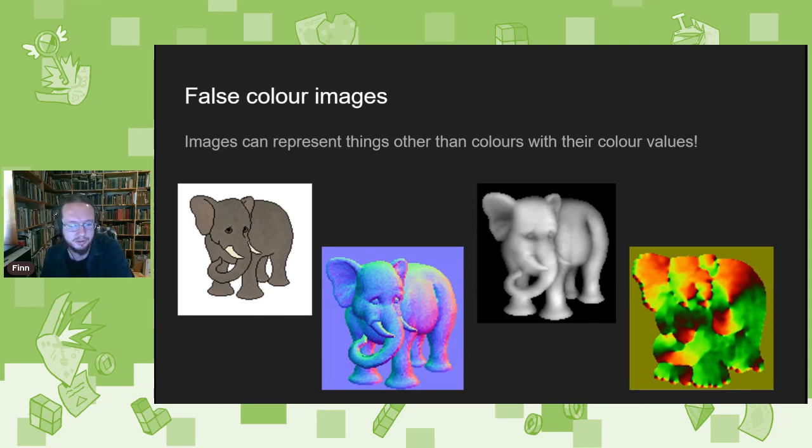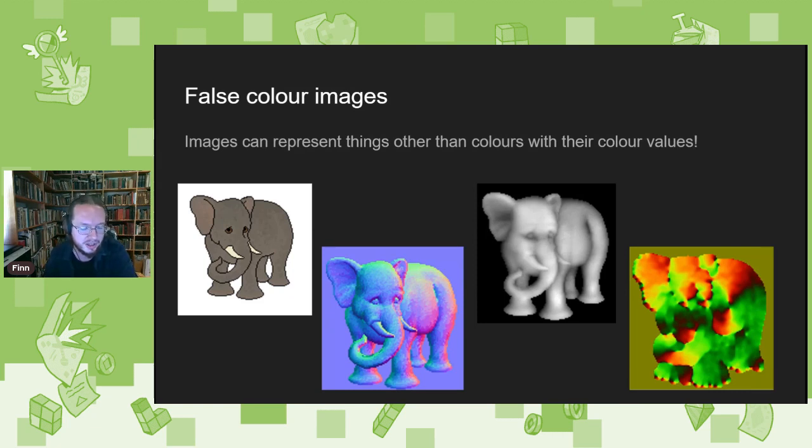Second one across, though, you'll probably recognize as a normal map. Very common form of false color image. The red, green, and blue aren't red, green, and blue. They are here because we're visualizing it, but what it really means is the X, Y, and Z components of a vector that has to be used to interpret the orientation of a surface.